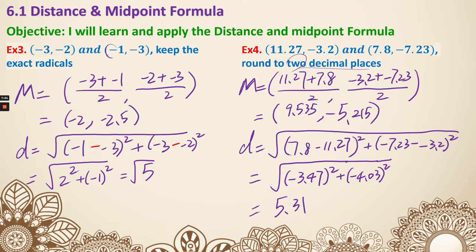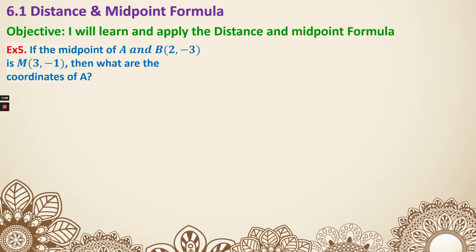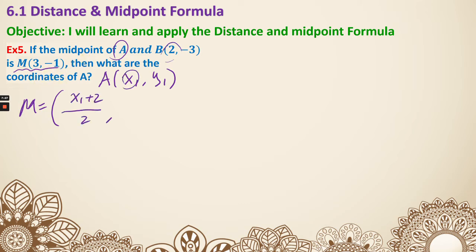That is example 4. Next, example 5. This is slightly different. You see you're given the midpoint, but you're not given one of the points. I'm just going to call that point, since the first one, x1, y1. Then I'm going to pretend I'm still finding the midpoint, so I still set it up the normal way. My midpoint should actually be x1 plus 2. I just add all the x coordinates, average them. Then y1 plus -3 over 2.